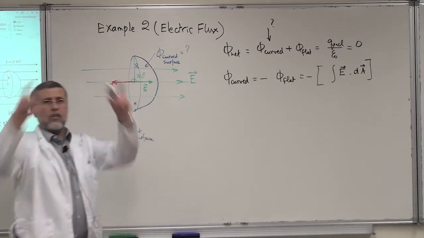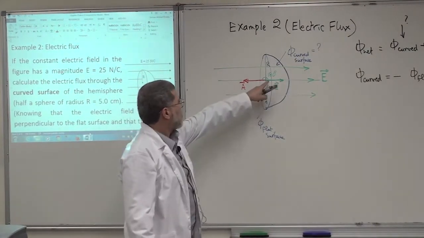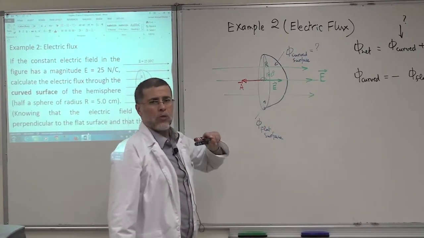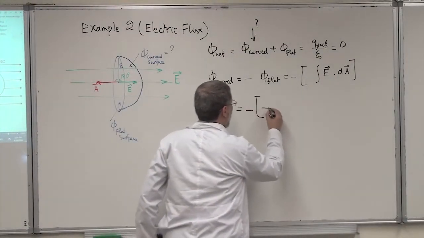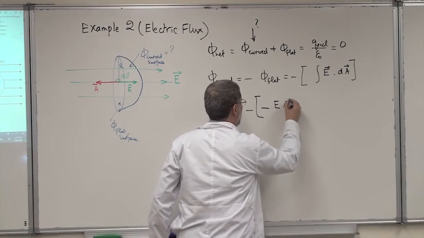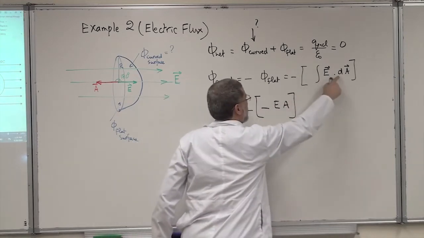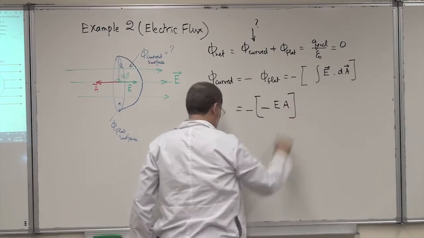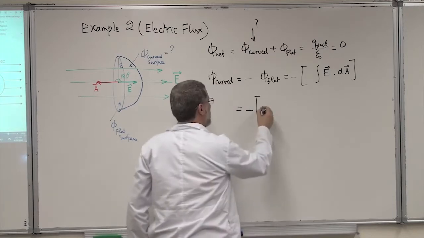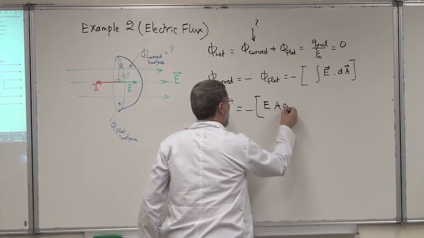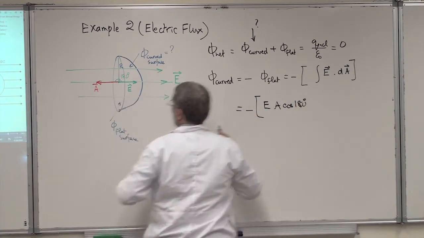And it is a circular surface, so I can find the area easily. And the dot product will give me cosine 180, which is minus 1. So I will have minus EA, just like that, okay? Because E was uniform, take it out. The integral of dA will give me A, and the dot product I can write here. Okay, let me write it in detail, okay?